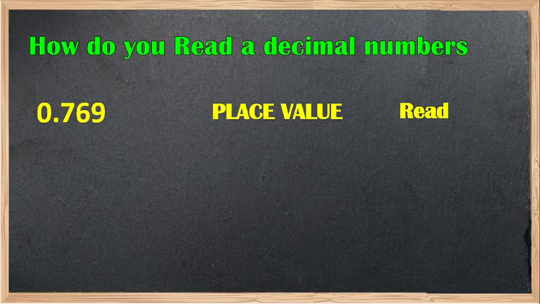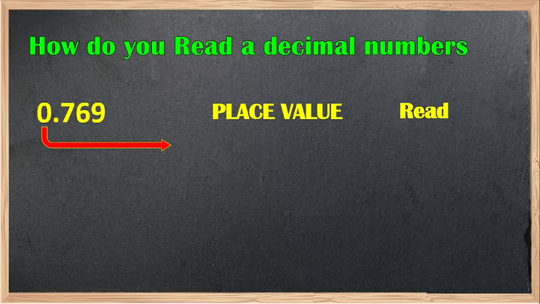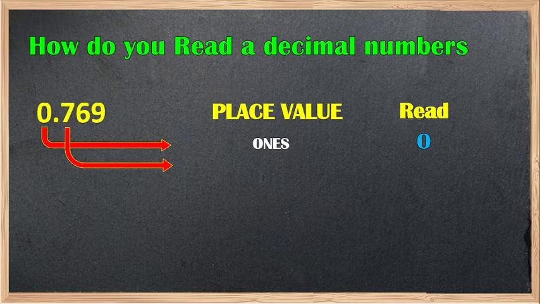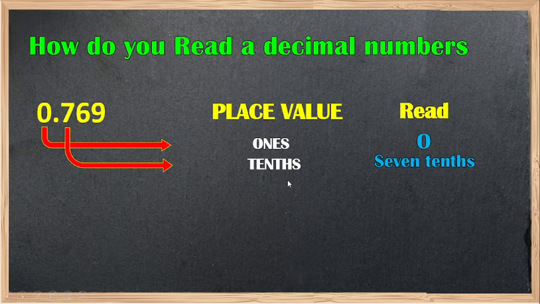0.769. Now, let's determine the place value of 0. That would be ones. We already discussed it in our previous lesson, so it reads as 0. Then we have 7. The place value of digit 7 is tenths. So it combines the digit and the place value. Therefore the answer is 7 tenths.